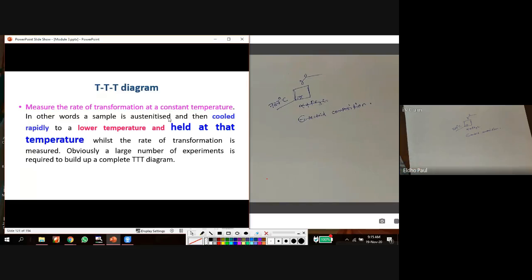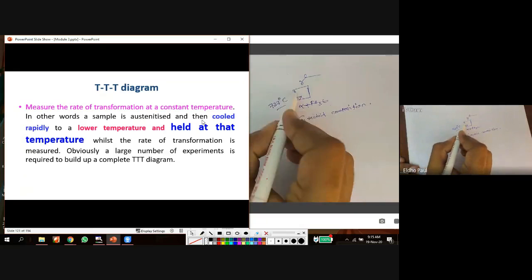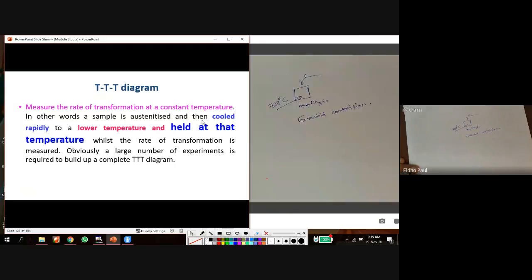That means we heat the sample above 727 degrees Celsius. Okay. Then after converting into austenite condition, I cool it very rapidly. It is not a slow cooling. I am cooling under a very rapid condition.